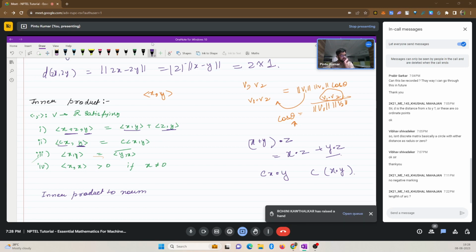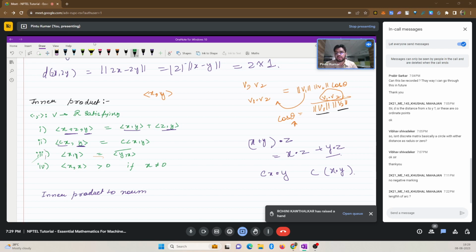Rohini, you have some doubt? Yes, sir. If we have to obtain an angle between two points, this is the formula: cos theta equals something. So cos inverse goes to the right-hand side, and we find the value of theta. Yes. And because you are dividing by the norms of v1 and v2, the values you obtain will always be between -1 and 1, so the cos inverse would also exist.